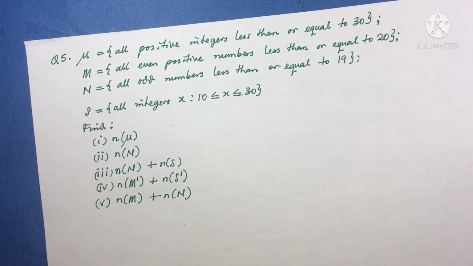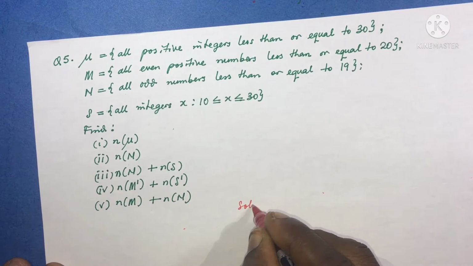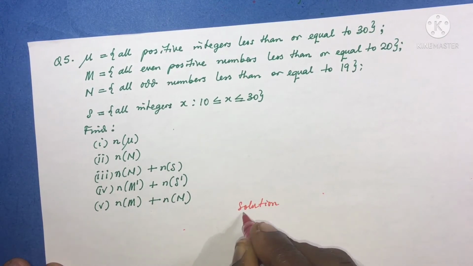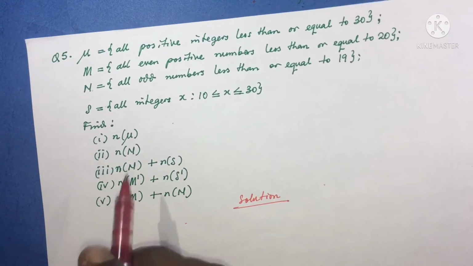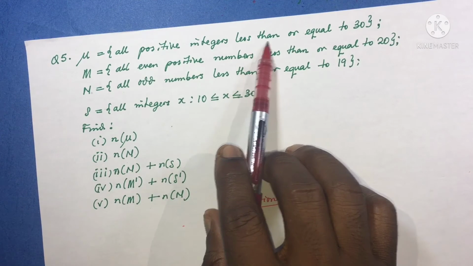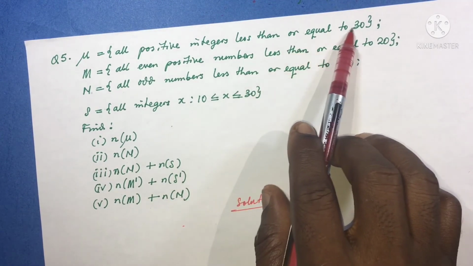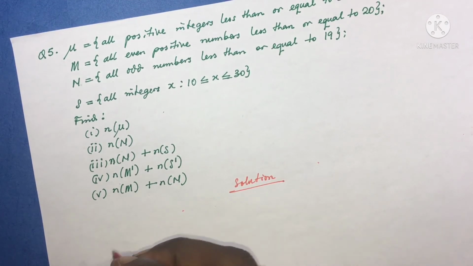It will teach you how to solve problems like this. Okay, so let's go to the solution to this problem. Now, we are given the universal set mu as the set of all positive integers less than or equal to 30.